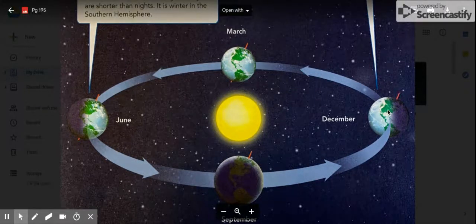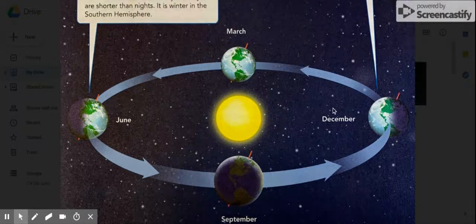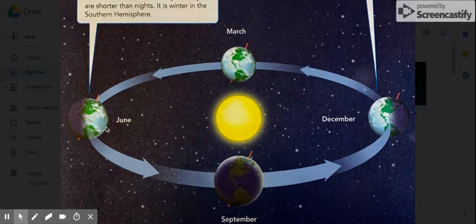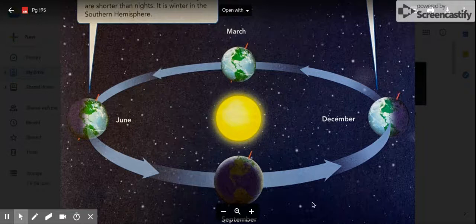So we're up here and we're generally facing away and we're getting lots of indirect sunlight. So it's spread out over this large surface instead of hitting directly. But you'll notice that no matter where we are in our revolution around the sun, the equator is always getting direct sunlight.